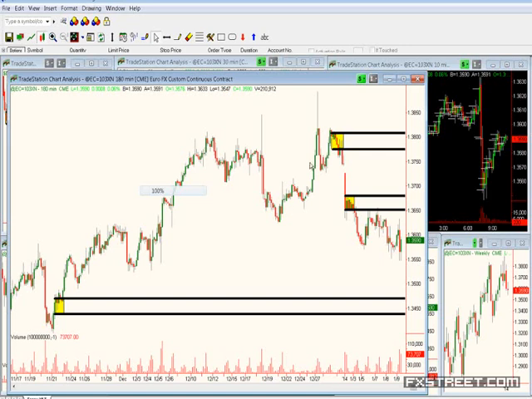Here's the first pullback. Now it's not out of balance anymore. We break down through the level. That's why this level worked out so well. Now the fact that price just touched 136.50 and fell means we'd be comfortable taking another short position at this area.